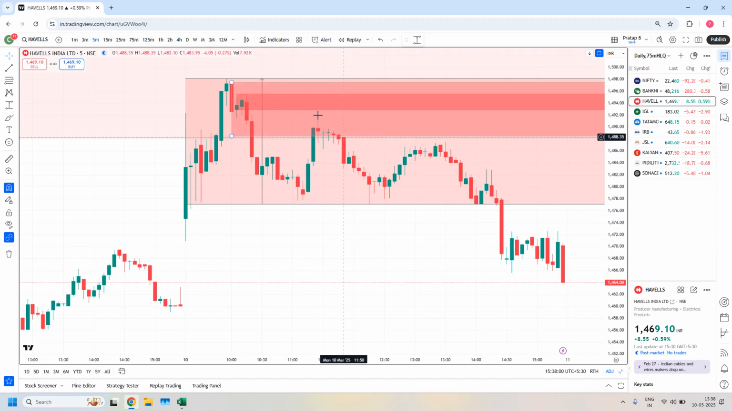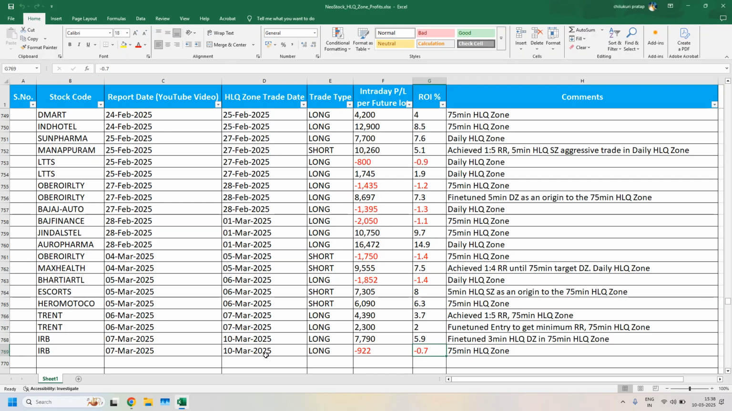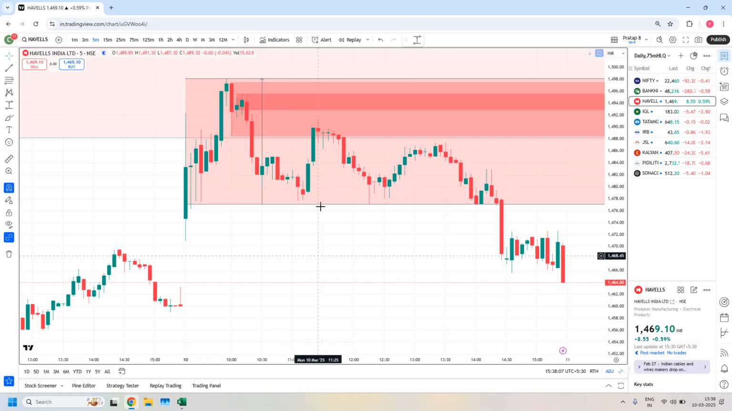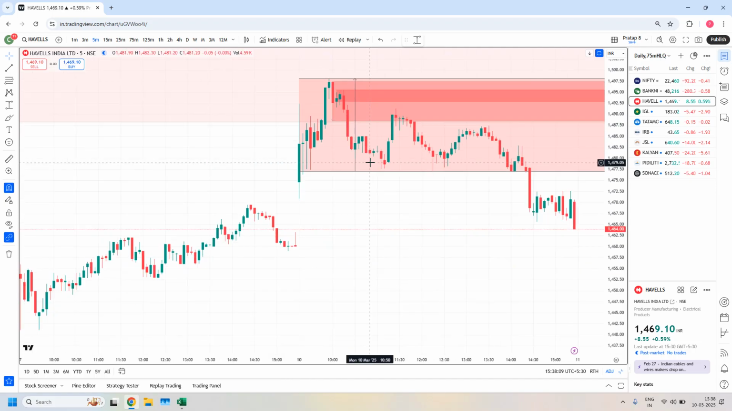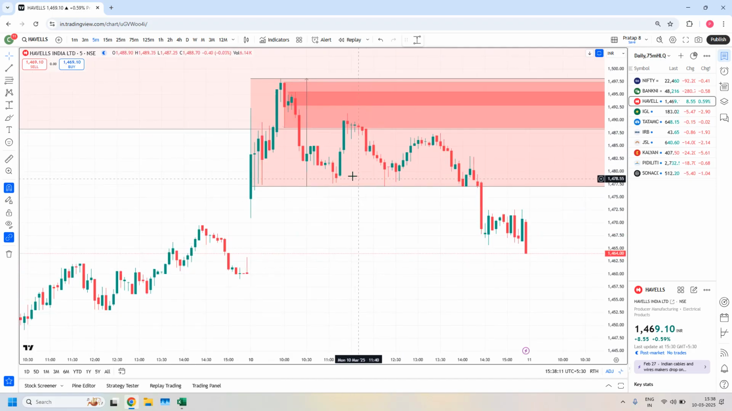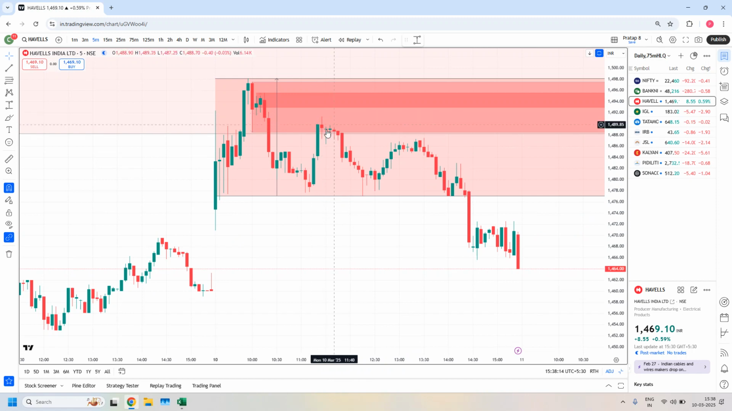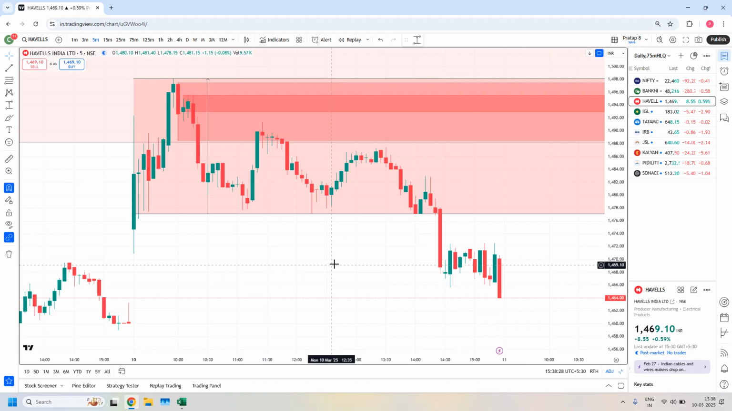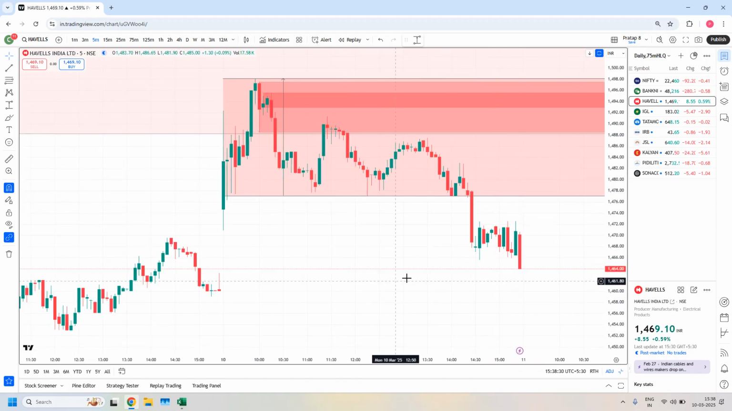So this is the reason why today I didn't consider this trade in our Excel sheet. See, in our Excel sheet we don't have the trade. Only IRB is there. But what I am trying to say, this is one opportunity we missed today. But even if you want to take opportunity, still you can't because the risk is beyond 3% until this medium size candle part of the base. Okay, this is about Havells. This is one learning you have.